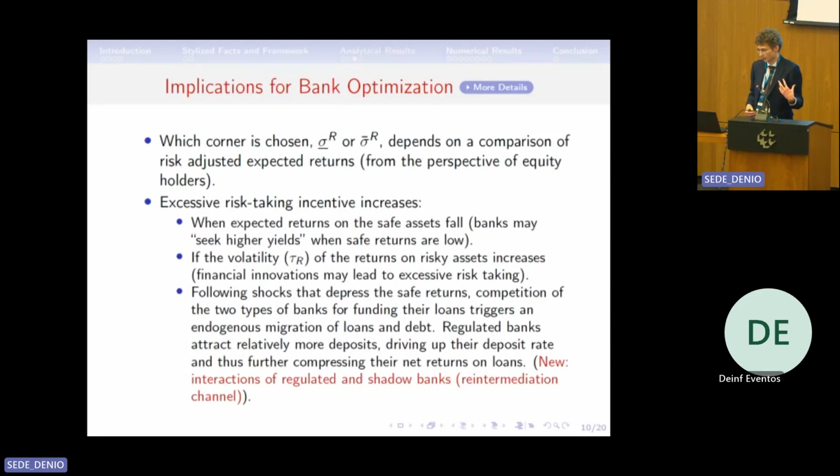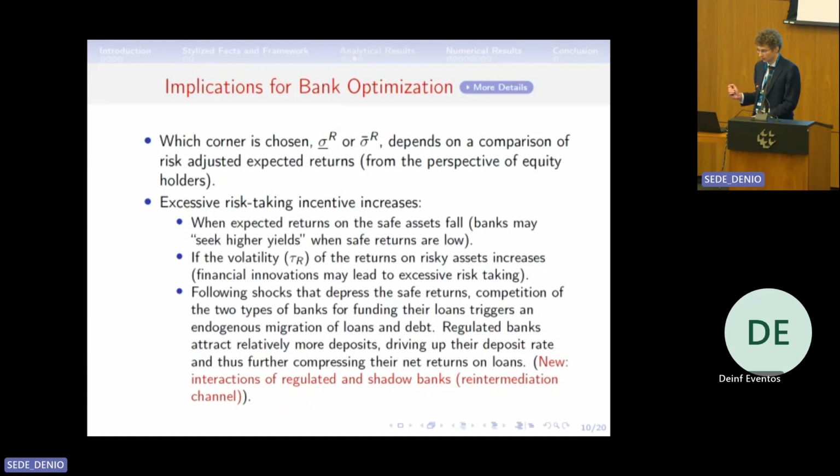So excessive risk-taking incentives rise when the returns on safe assets decrease, and we can interpret it as situations when banks search for yield, when safe returns are low. And it happens when the volatility of the returns, or the standard deviation of risky returns, increases, and this leads to the situation when limited liability becomes more attractive for regulated banks.